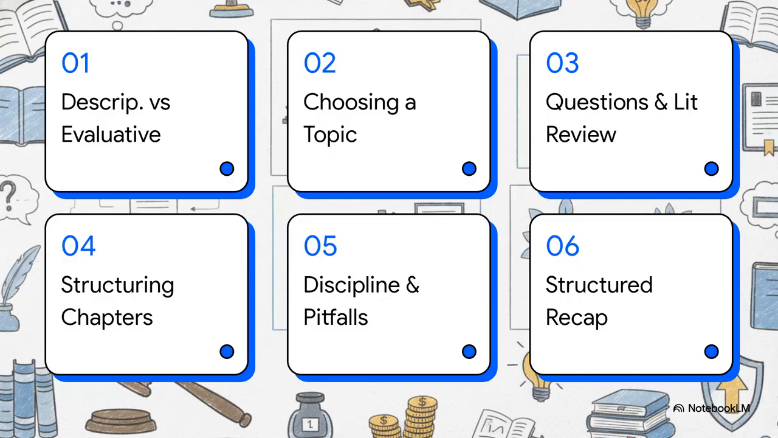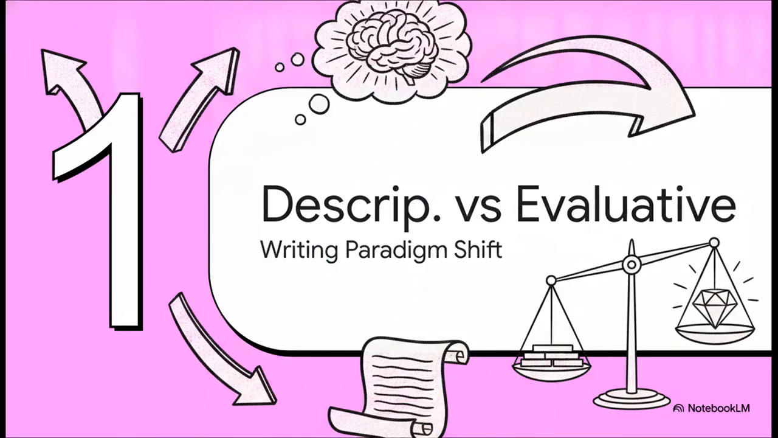Here's our roadmap for this session. 1. Descriptive versus evaluative. 2. Choosing a topic. 3. Questions and literature reviews. 4. Structuring the chapters. 5. Writing discipline and pitfalls. And 6. A comprehensive, structured recap. Let's dive right in.